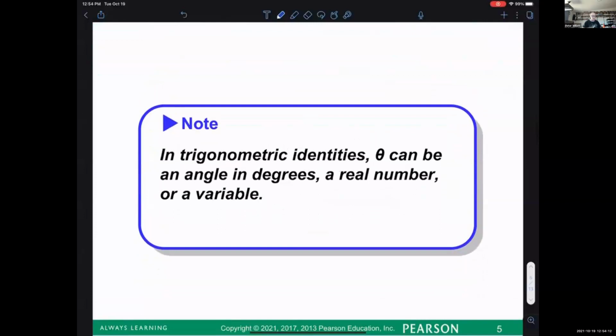So first they have a note: in trigonometric identities, theta can be an angle in degrees, a real number like a radian measurement, or a variable where you just don't know what it is, as long as it stays the same value everywhere you see the same variable. But they're saying it could be degrees, could be radians.